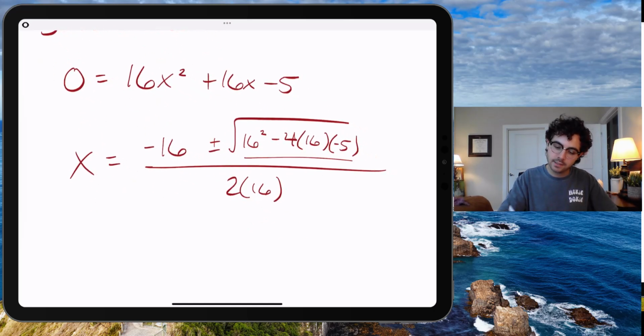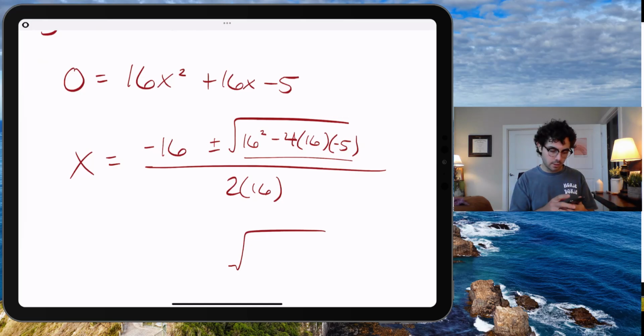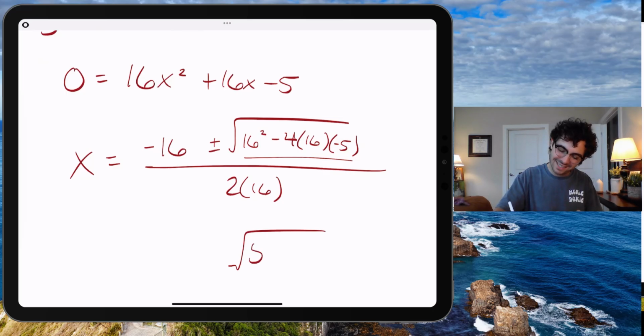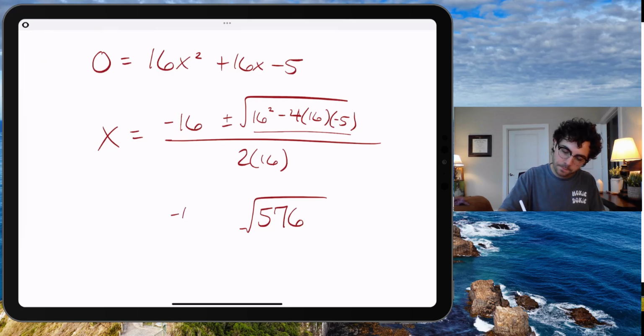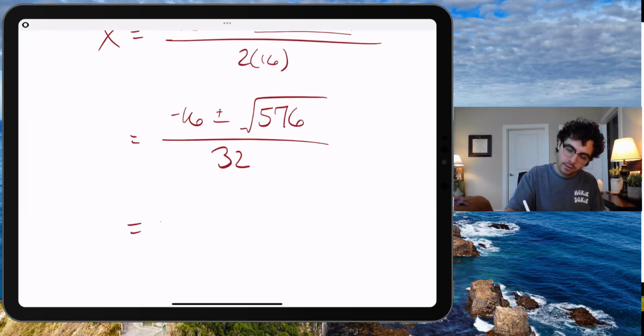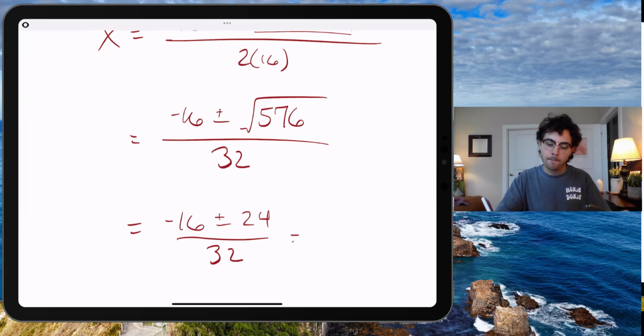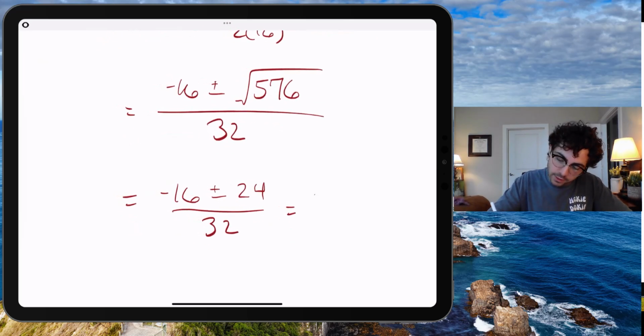Let's figure out the inside stuff here. Inside the square root, we have 16 squared minus all that. I'm going to do it here. 16 times 16. It's going to be a plus 20 times 16. 576. I think that's a perfect square. Square root of 576 is 24. So what we have all together is negative 16 plus and minus 24 over 32. All of these are divisible by 8. So negative 2 plus and minus 3 over 4.